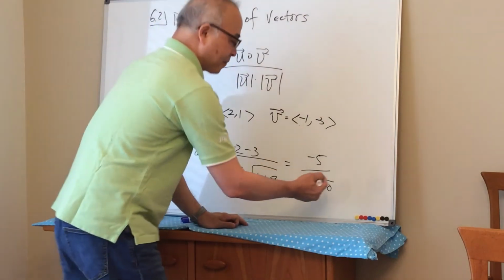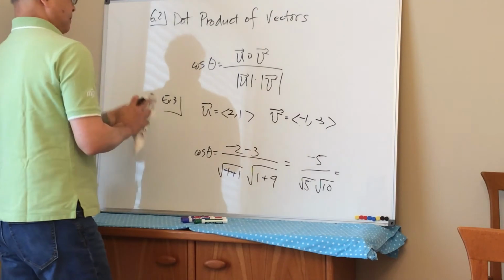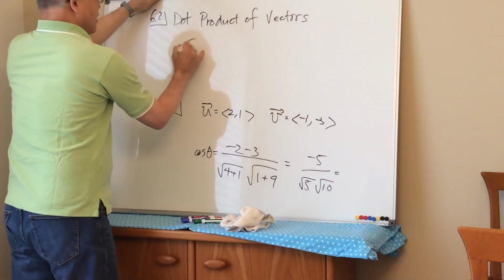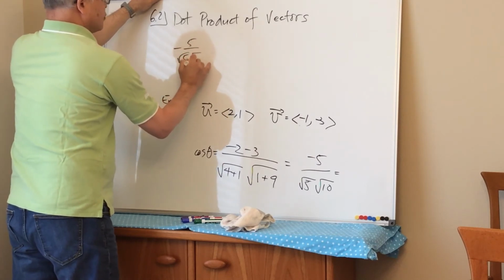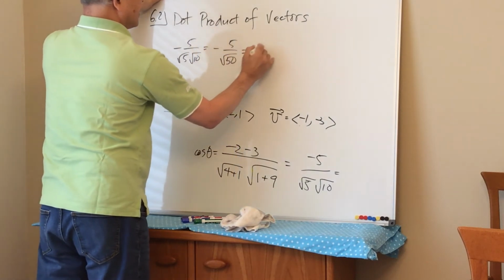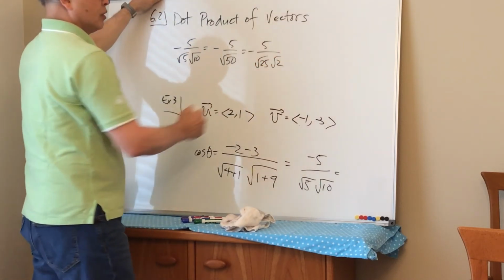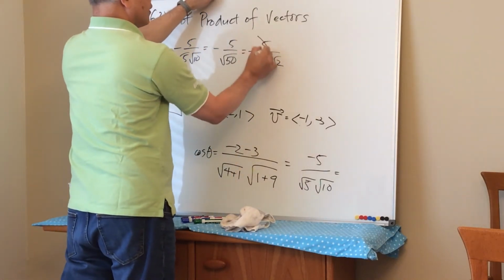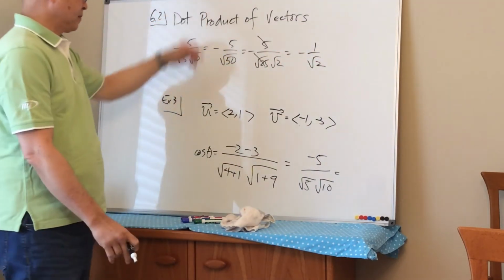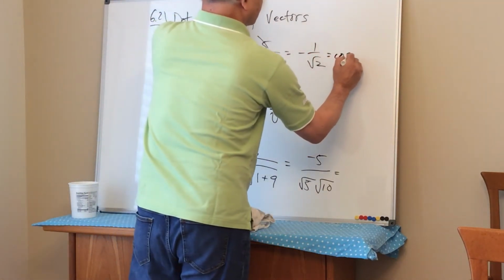Can everybody see what's going to happen here? Negative 5 over root 5 root 10 is negative 5 over root 50, which is negative 5 over root 25 root 2. Root 25 is 5, cancels out, negative 1 over root 2. So this is cosine theta.